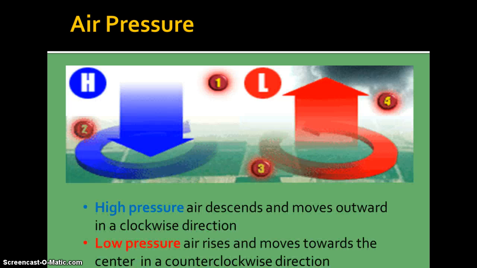And this is kind of what that looks like, where the high pressure air is descending, it hits the ground and moves outward in a clockwise direction, so your winds would move outward from this pressure center. The low, as it's rising, the air moves towards the center in a counterclockwise direction, so that would affect your wind patterns also.